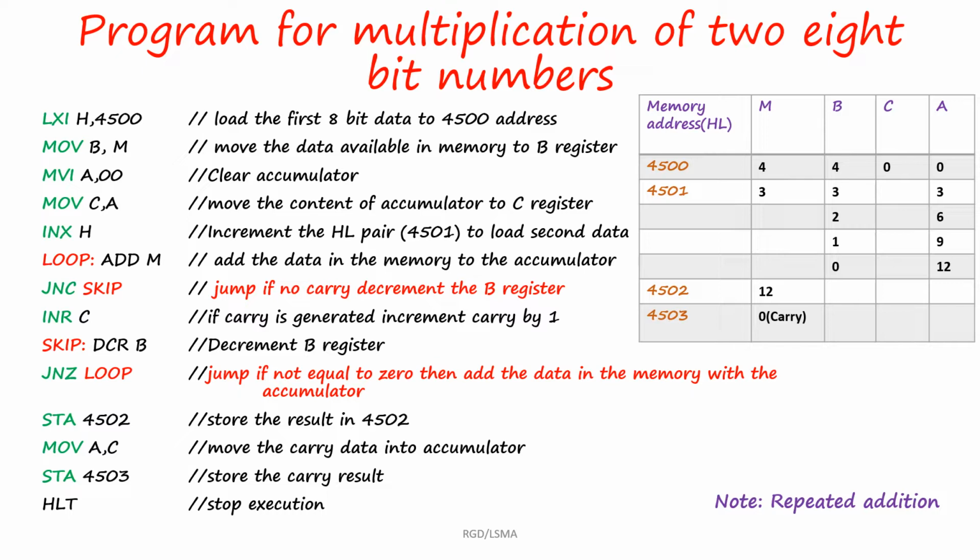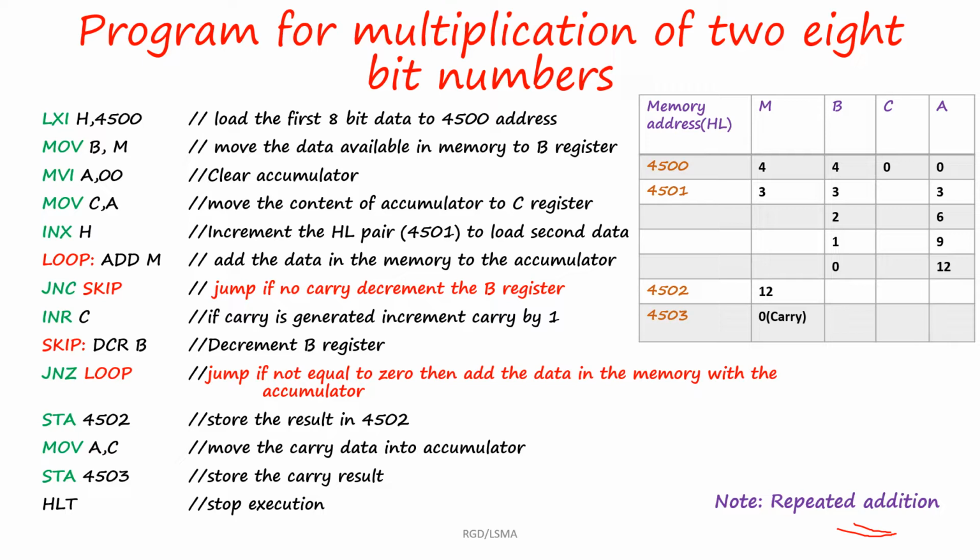I already explained how to load the data for division of two 8-bit numbers. In the same manner I have used it for multiplication of two 8-bit numbers also. After loading the data, you have to go for a repeated addition process. Multiplication is repeated addition. If you want to multiply 4 into 3, 4 times you have to add 3, so that you will get the answer 12. This is the repeated addition process that we have to remember.